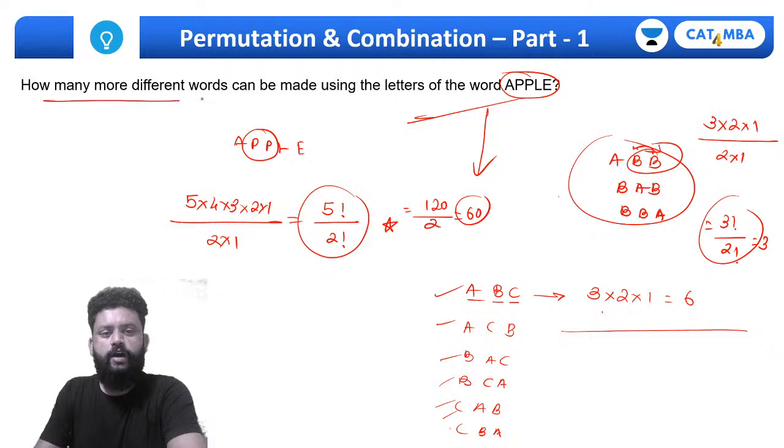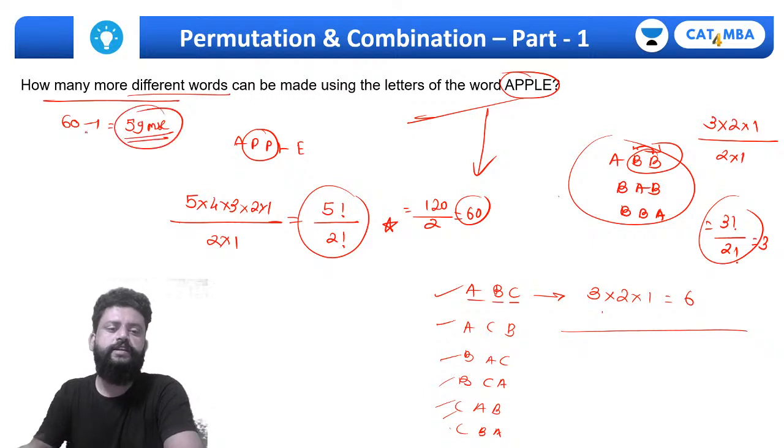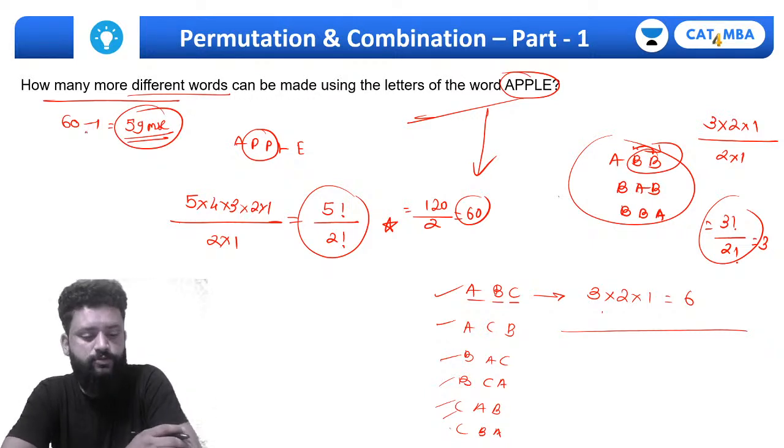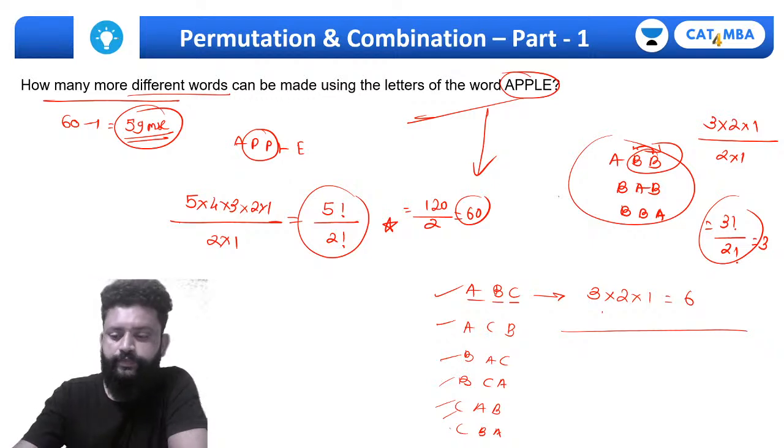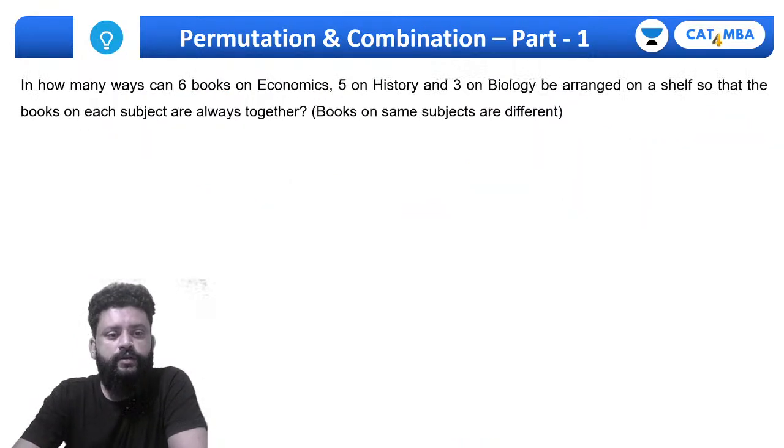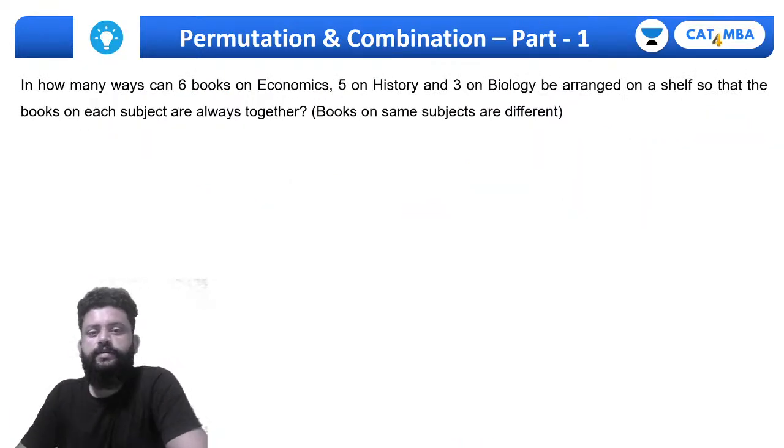Okay, so we are supposed to find how many more different words. So 60 minus 1, because 1 is the apple, and we do have 59 more words that can be formed using the letters of the word apple. That's what you can conclude. Let's move to the next thing. Again simple and really important question.